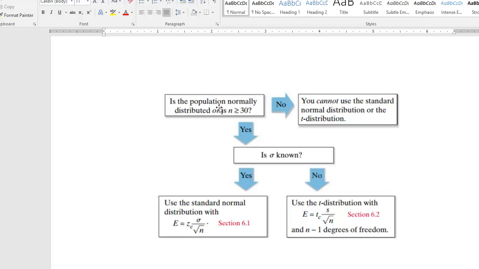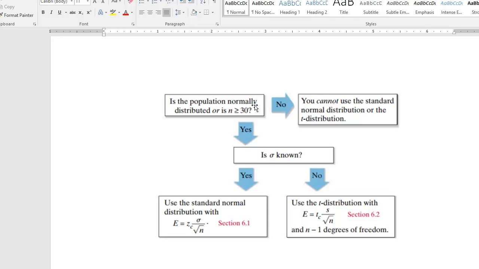Now, as long as we say yes to either one of these, the second question is, do I know the population standard deviation, sigma? If the answer is yes, then we use a standard normal variable, a z-statistic. If the answer is no, then we use a t-distribution. Obviously, if I say no to both of these up here, then I can't solve the problem. Usually in an introductory statistics course, we say we stop. We can't solve that problem.